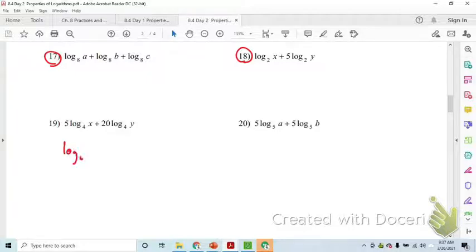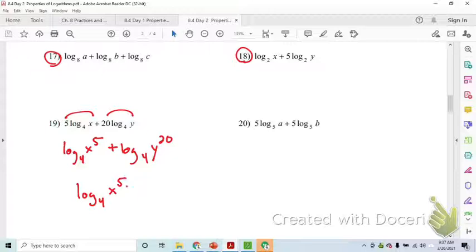This will be log base 4 of x to the 5th, power rule. Same thing, and we have plus log base 4 of y to the 20th. Great. Now they're being multiplied. So this will be log base 4 of x to the 5th times y to the 20th, and that's all inside the same log. So I put parentheses around it, put them next to each other, either way.